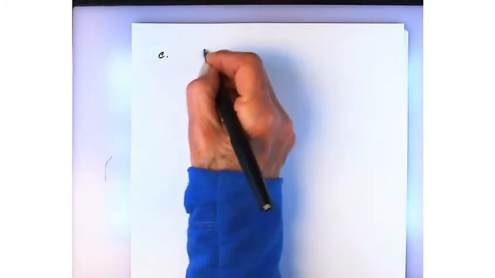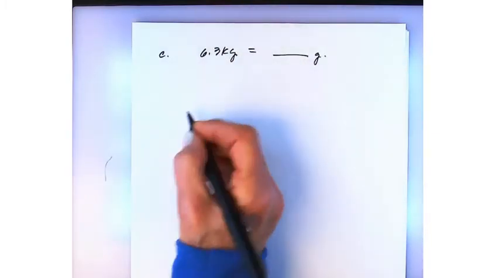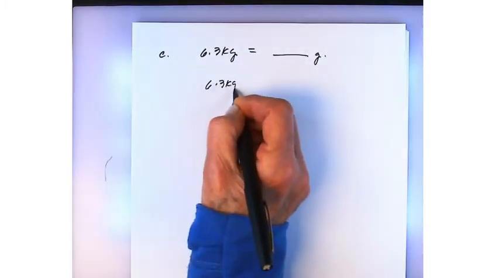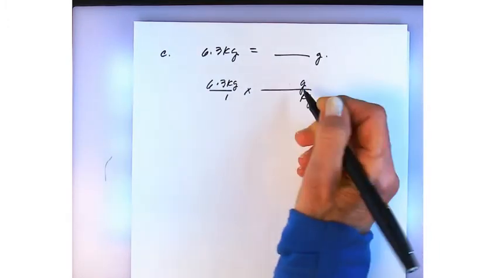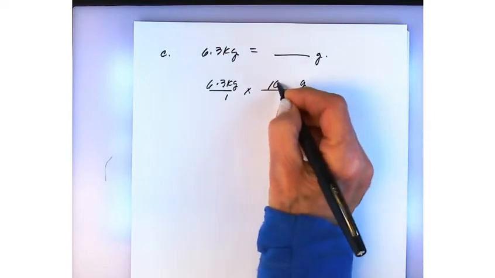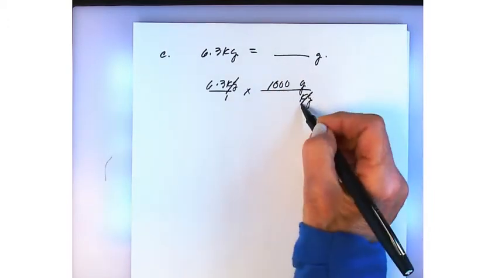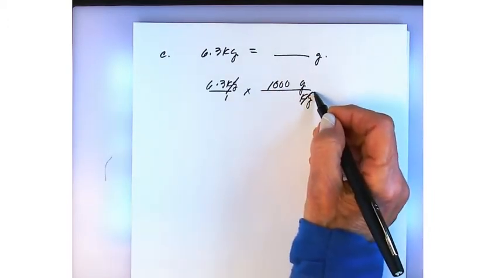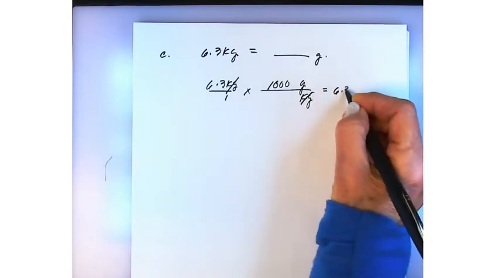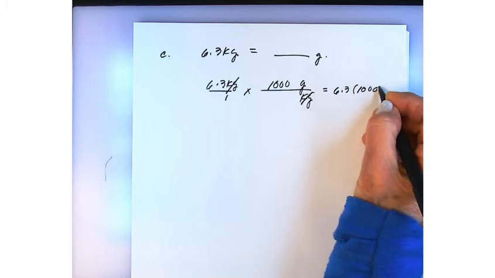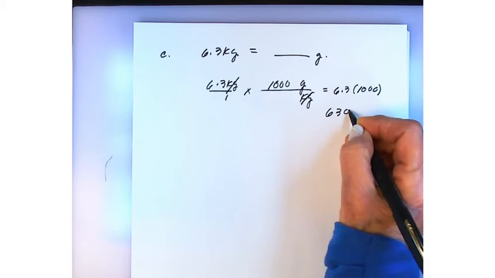Looking at C, 6.3 kilograms equals how many grams? 6.3 kilograms, out go the kilograms, in come the grams. It takes 1,000 grams to equal 1 kilogram. The kilograms cancel, and I now have 6.3 times 1,000 equals 6,300 grams.